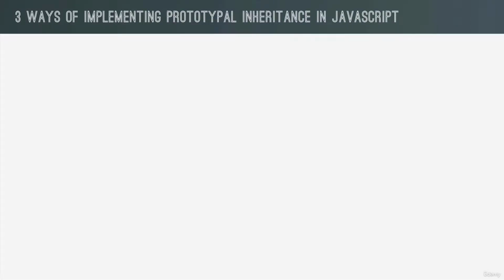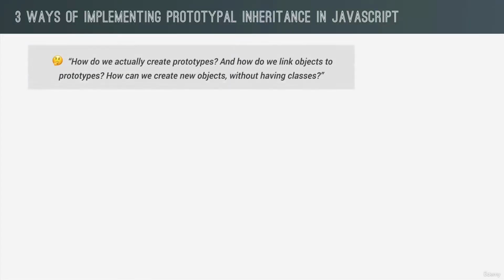Now, right now, you might have a ton of questions in your head. Like, how do we actually create prototypes? And how do we link objects to prototypes? And how can we create new objects without having classes from which we can instantiate objects? So, in summary, the question is, how do we implement object-oriented programming in JavaScript in practice? Well, in JavaScript, there are actually 3 different ways of doing all this: the constructor function technique, ES6 classes, and also the Object.create function.